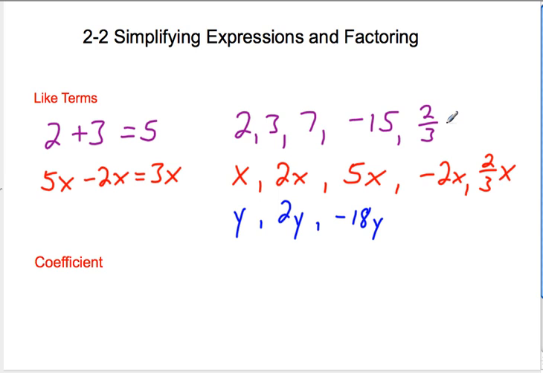The purples can all be combined, but you cannot combine, for instance, an x and a y, or a y and a 3, or a 2y and a 2. Those are unlike terms. So it has to have the same variable or no variable at all. So if we had 2y plus 18y, we would get 20y.